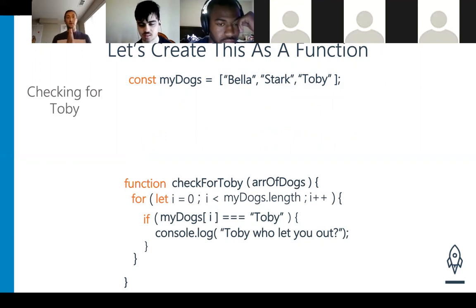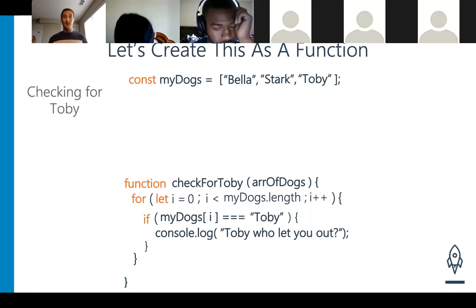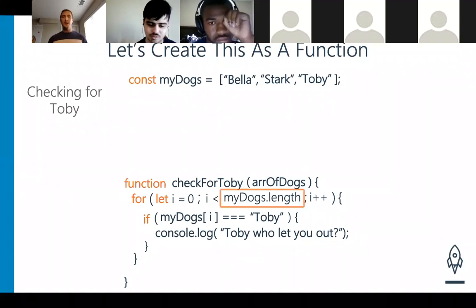Now, arrOfDogs, what is that exactly? We call that a parameter. A parameter is information that is being passed in to the function. Remember, you can feed functions information. And then they do something within that function and then return something. Return, of course, being optional. We can return nothing. But one thing I want to talk about with this code here is that it says myDogs.length.